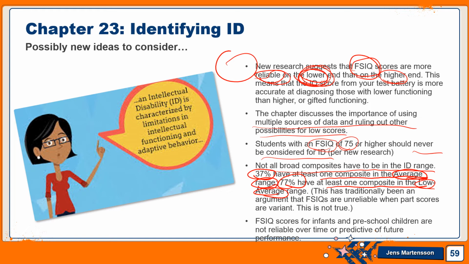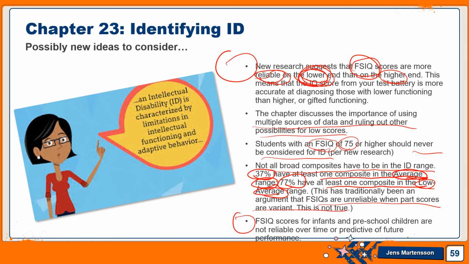And a lot of people get hung up on that. They also say, well, you have non-cohesive scores, so your full scale is not reliable because the scores are so different. Actually, the research shows the opposite. They are very reliable, even though there is some variance.